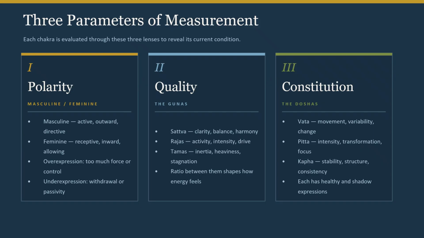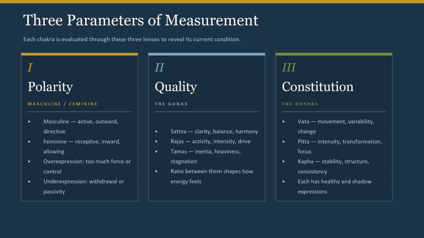Quality is described through what are called the gunas. There are three. Sattva represents clarity, balance, and harmony. Rajas represents activity, intensity, and drive. And tamas represents inertia, heaviness, and stagnation. All three exist in everyone. The ratio between them determines how your energy feels and behaves.